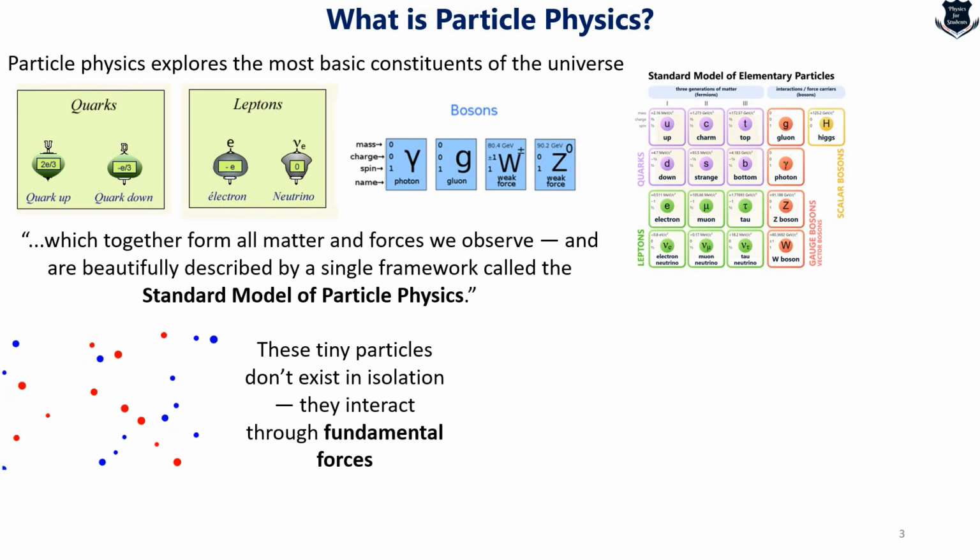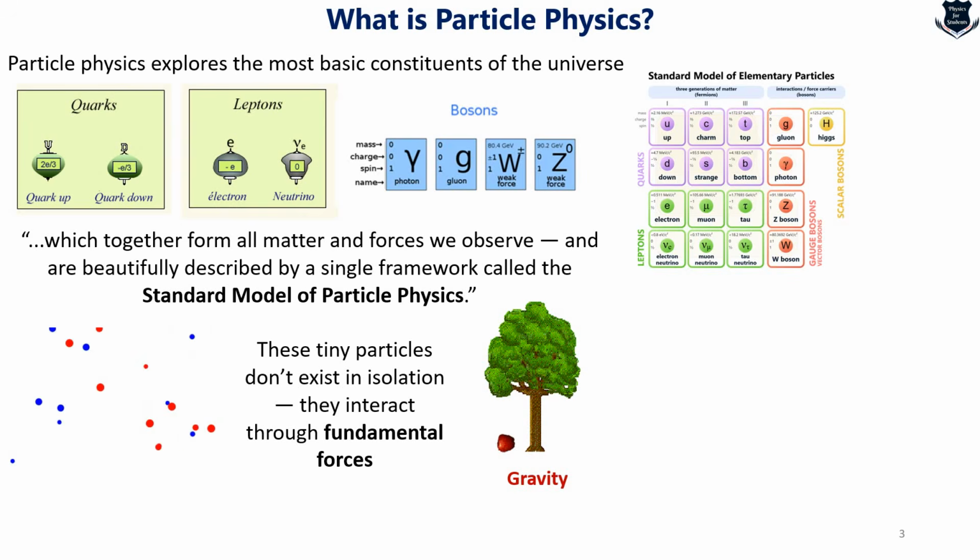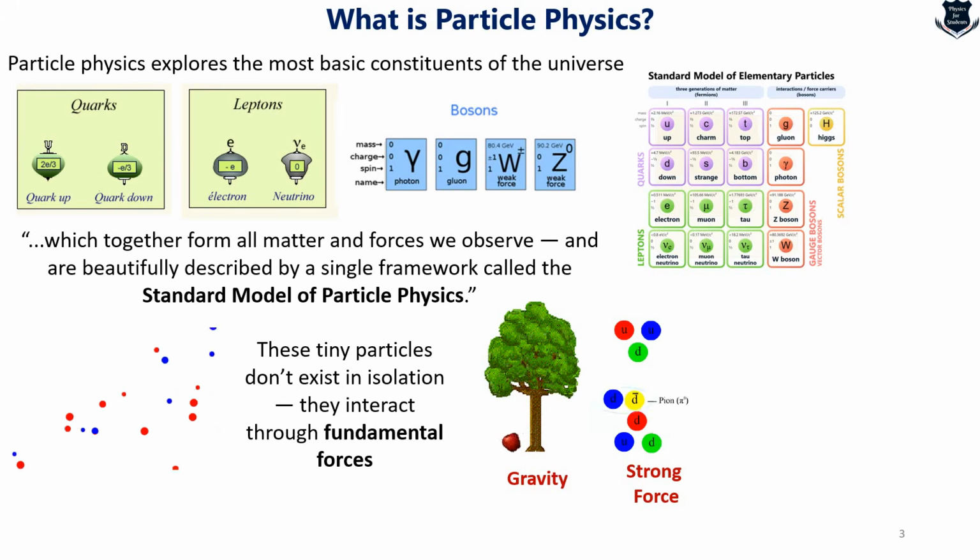Now, you also need to understand that these tiny particles interact through fundamental forces. First of all, gravity attracts all objects with mass, discovered by Newton. Its strength is the weakest of all the forces and its range is infinite but gets weaker with distance. The second is the strong force. It is called strong because it holds protons and neutrons together inside the nucleus. Its strength is the strongest of all forces. However, the range is very short, around 1 femtometer.